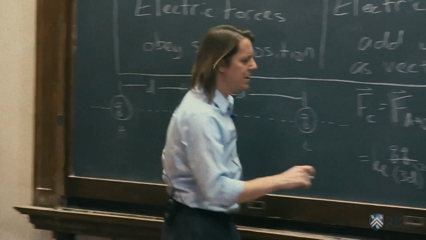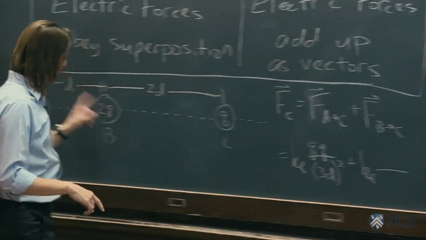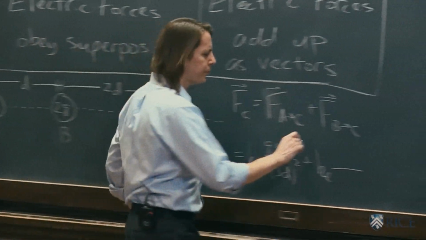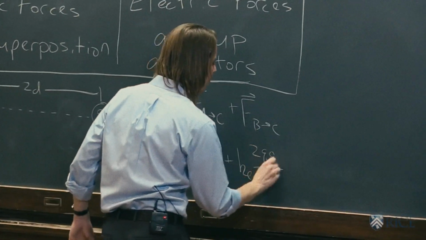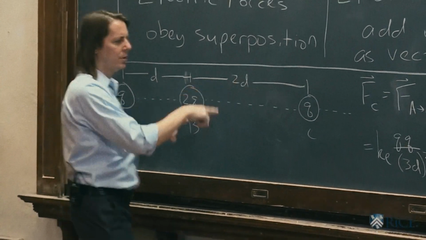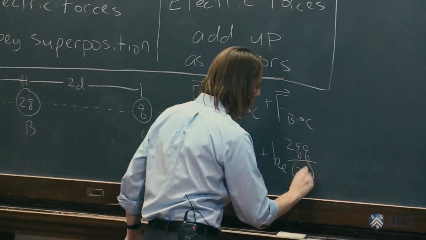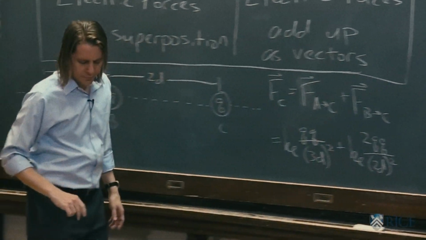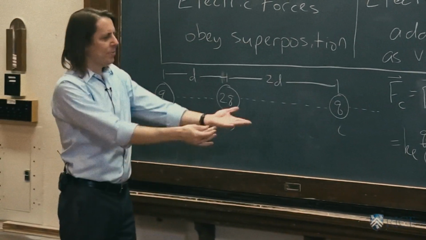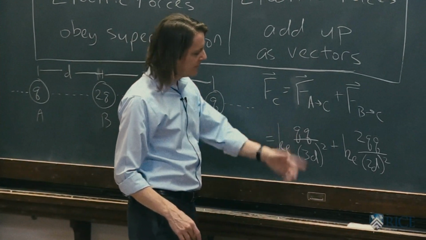This one would be KE times 2Q times Q over, in this case, 2D squared, because the separation is just 2D. And you could simplify that if you want. I mean, they're all going to be KE Q squared over D squared.